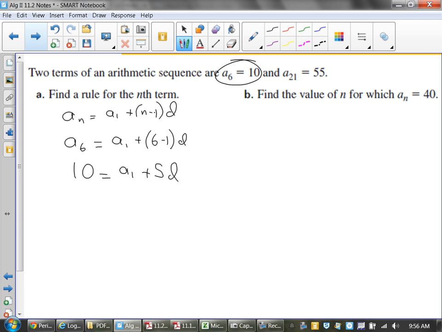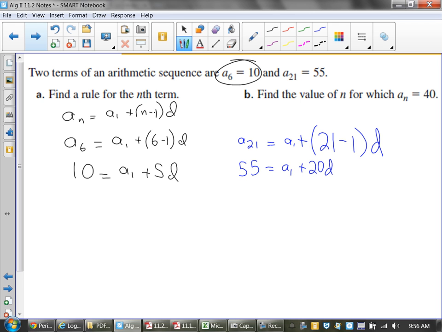I do basically the exact same thing with the 21st term. Again, I know that the 21st term is going to equal the first term plus 21 minus 1 times d, which therefore gives me 55 equals first term plus 20d. Very good. Notice, I have two variables and two equations.